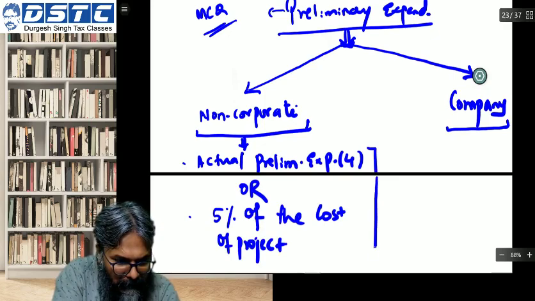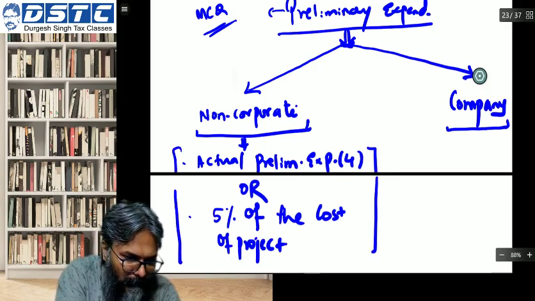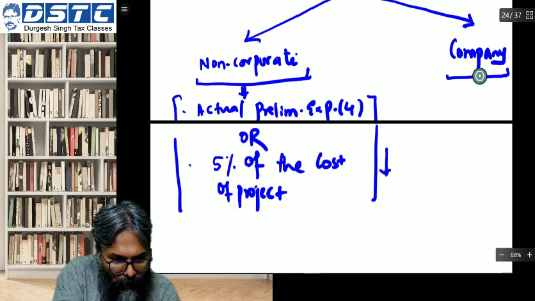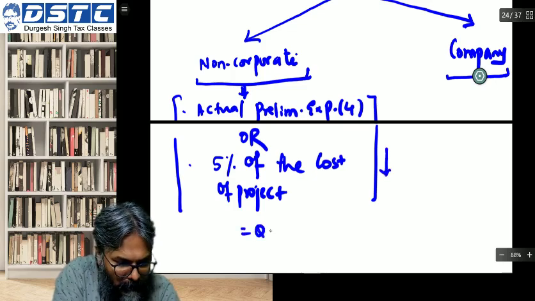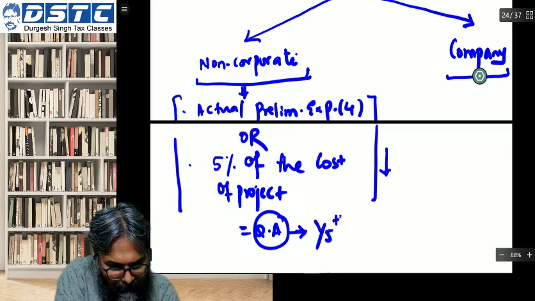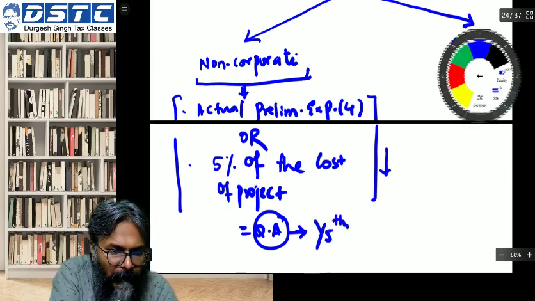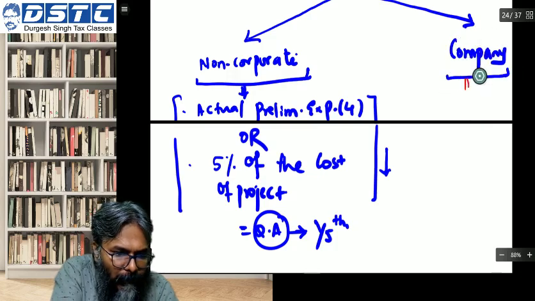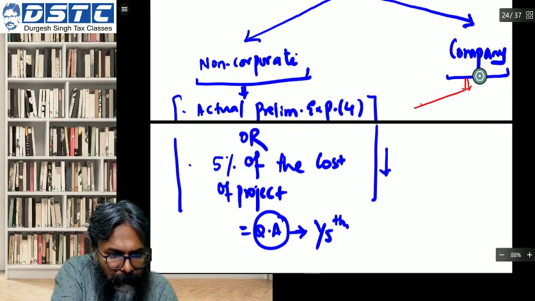Whichever is lower. This is the qualifying amount, whichever is lower, and of this qualifying amount, 1/5, students. So far as the company is concerned, they have to do 2 steps.